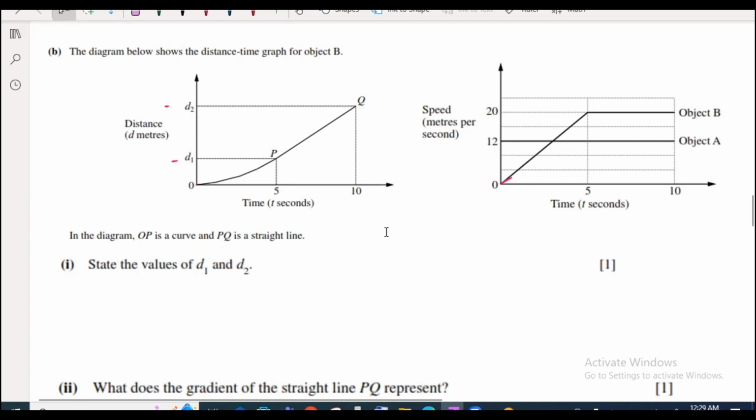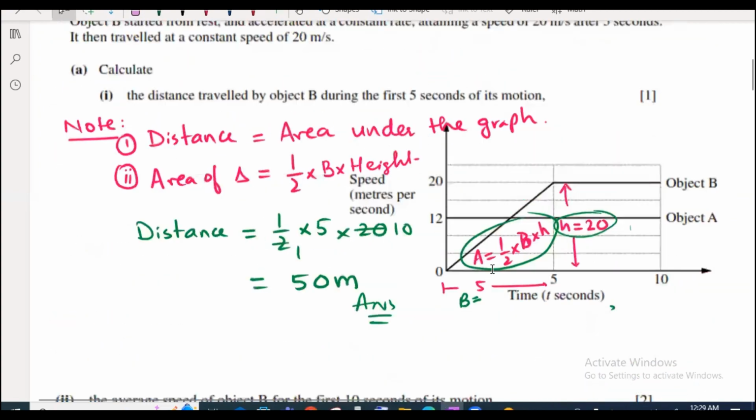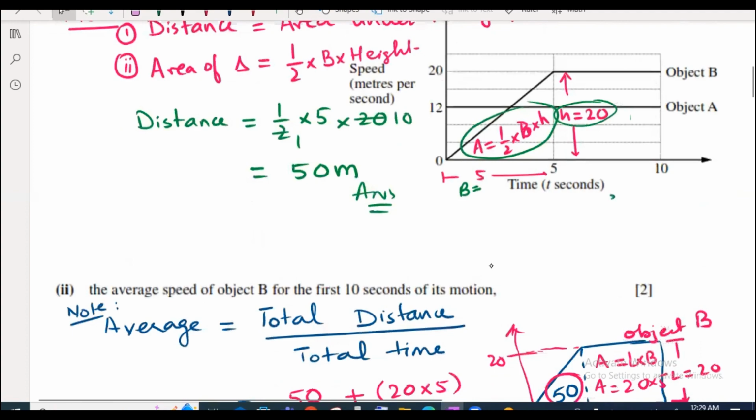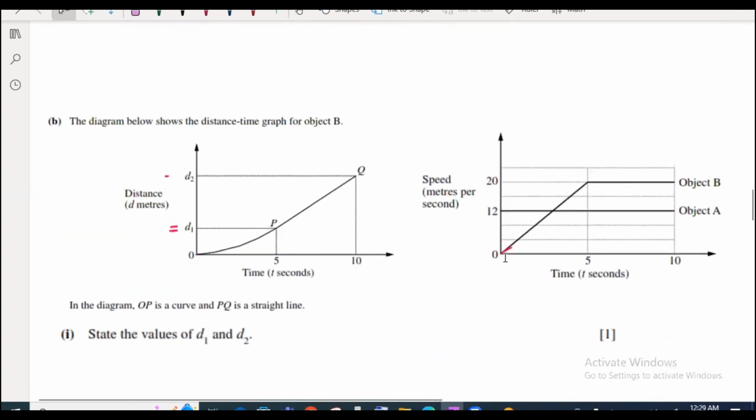We have calculated the distance covered during 5 seconds in part one. So the value of D1 is 50. Look at part one, in which we have calculated this. This is 50 meters. So D1 is 50 meters here. D1 is the distance, or area under the graph, which is 50 meters calculated in part one.